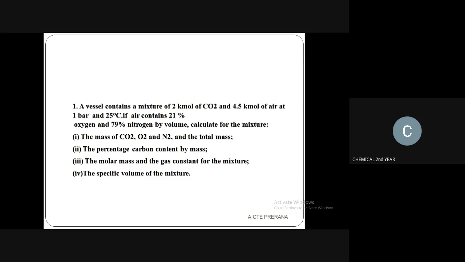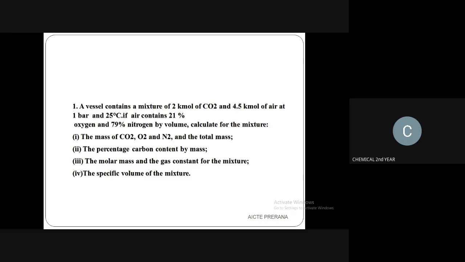A vessel contains a mixture of 2 kilomole of CO2 and 4.5 kilomole of air at 1 bar and 25 degrees Celsius. If air contains 21% oxygen and 79% nitrogen by volume, calculate for the mixture. They have given 4 types of questions. They asked to find the mass of CO2, O2, and N2, carbon dioxide, oxygen, and nitrogen, and the total mass of all of these.